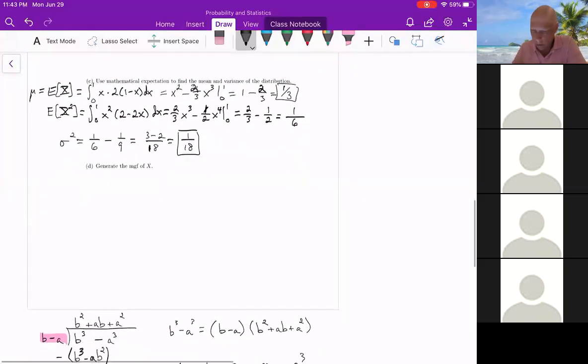And there is one part left, and that is to generate the MGF, or moment generating function of X. We're still sticking with the same distribution for this problem. And so I know that you may not have gotten to this point. So, well, you tell me, do you want some time to try to do it on your own, or you want me to just progress through part D?